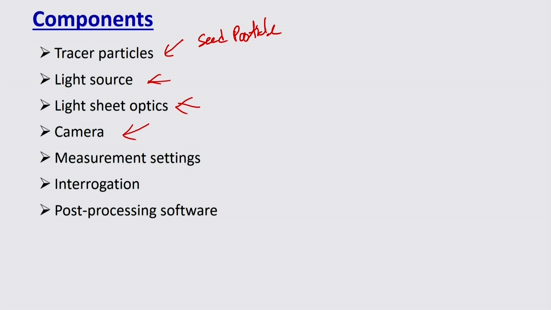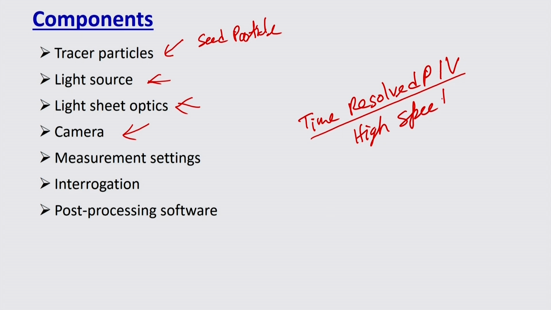If you want a time resolved PIV, which is very famous nowadays, you need a very high speed camera. If you want to see how the flow is resolved with time, meaning how things are changing with time, then as I said, in multi-phase flow time resolved PIV is more applicable, because in multi-phase flow things change with time and with location.